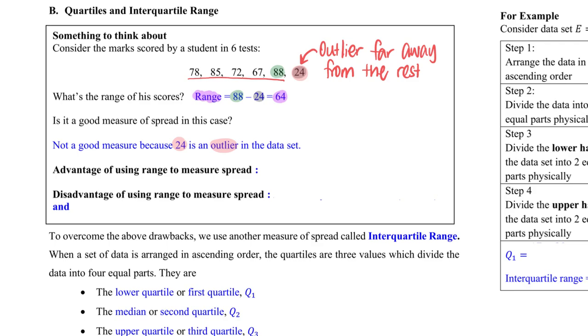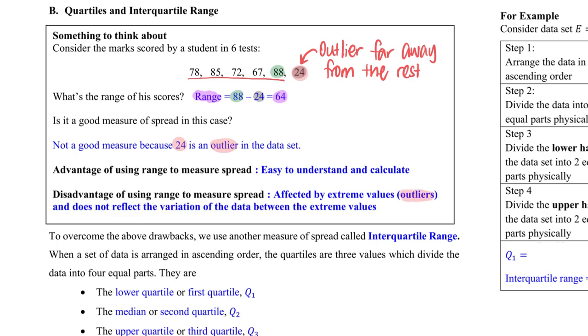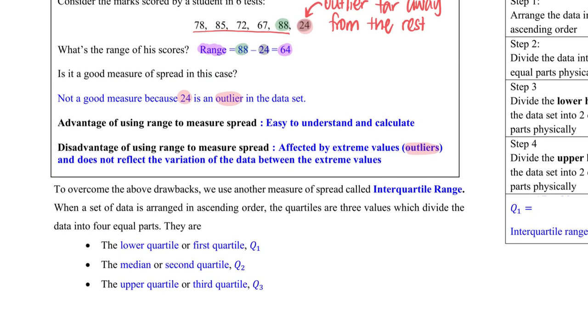Alright, so this brings us to some things to think about with regards to using the range to measure the spread of data. Well, the advantage is it is easy to calculate, easy to understand. But the disadvantage is that it is affected by what we call the extreme values or the outliers, and it does not reflect the variation of the data when there are extreme values. Well, this brings us to today's topic on interquartile range.